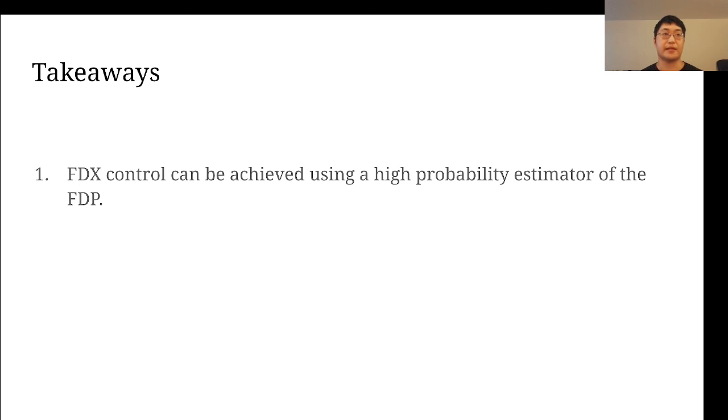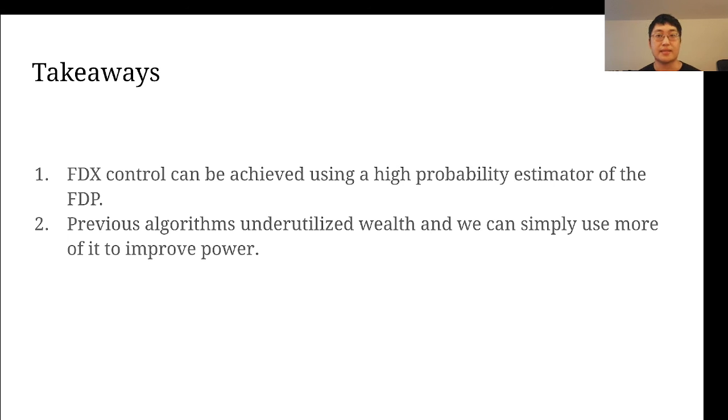So our takeaways are, first, that FDX control can be achieved using a high probability estimator of the FTP. And this estimator is non-trivial. It does give us a powerful algorithm that's more powerful than prior methods. And secondly, that previous algorithms had an underutilization of wealth, that there was some free wealth that we could convert into larger alpha values that could increase the power of our algorithm more. So we can use that.